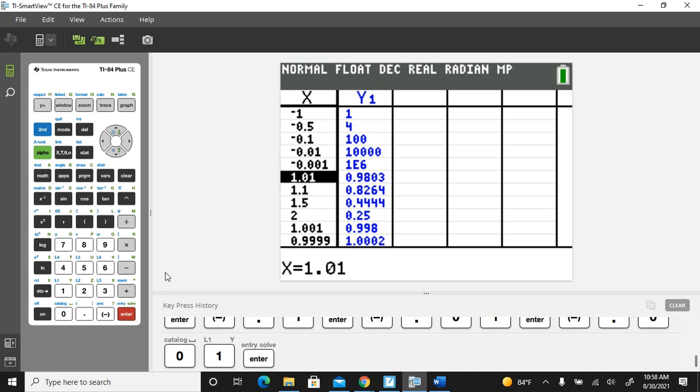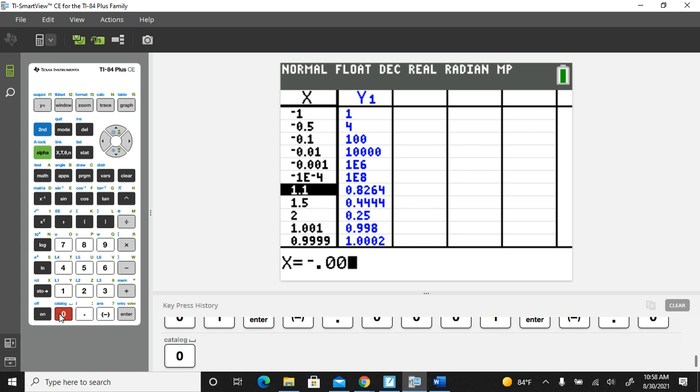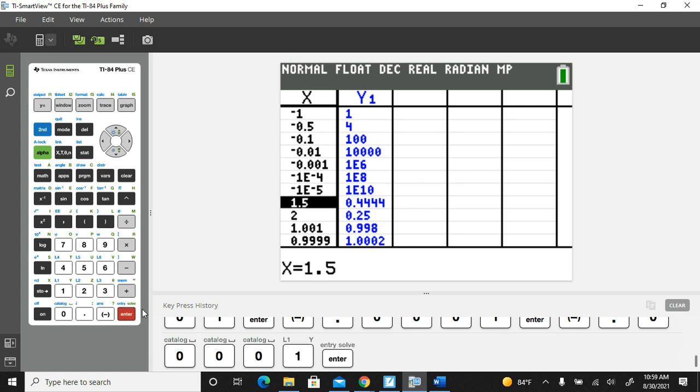All right. So if we do it again, -0.0001, boom. Now we're at 100 million. All right. -0.00001. Now we're at 10 billion. All right. This will never stop. It will increase forever and ever and ever.